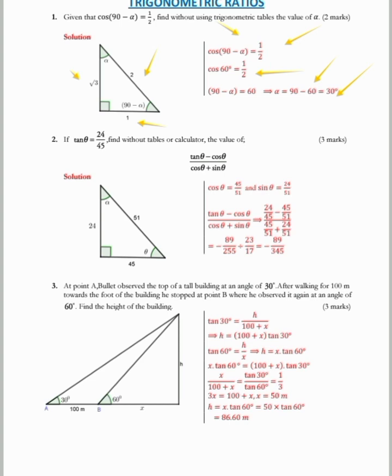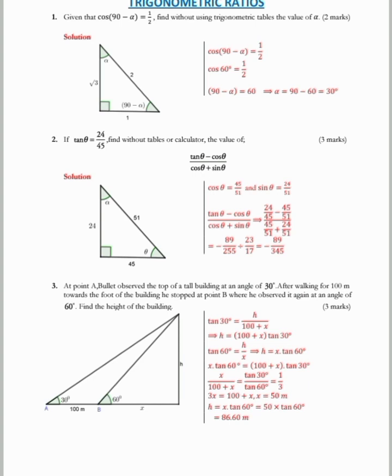Question 2. If tan theta equals 24 over 45, find without tables or calculators the value of (tan theta minus cos theta) over (cos theta plus sin theta).